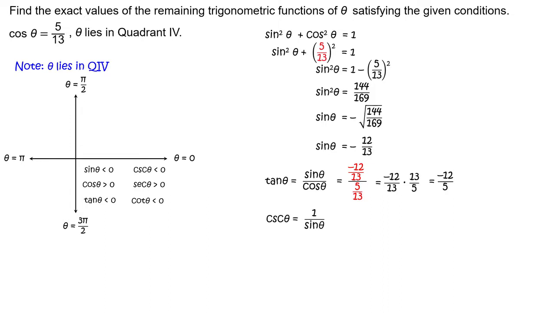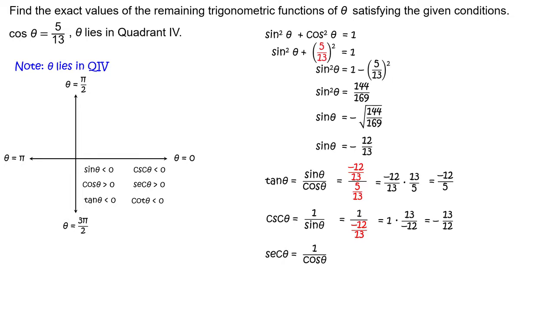Next, find the value of cosecant of theta. Write cosecant of theta equals 1 divided by sine of theta. Substitute negative 12/13 for sine of theta. Recall that dividing by a fraction is equivalent to multiplying by the reciprocal of that fraction. So rewrite 1 divided by negative 12/13 as 1 times negative 13/12. Multiply to get negative 13/12.